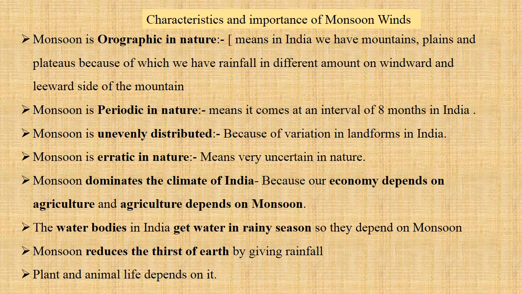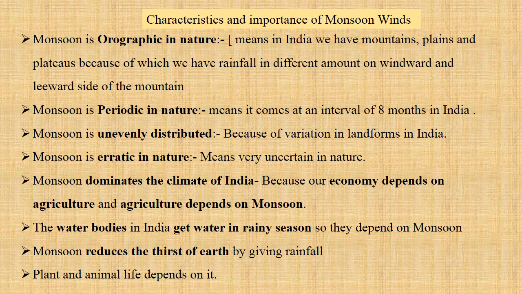The meaning of orographic rainfall is when a landmass has many mountains, plateaus and plains, the rainfall received is heavy on the windward side and less on the leeward side. So this type of rainfall in mountainous region is called orographic rainfall.